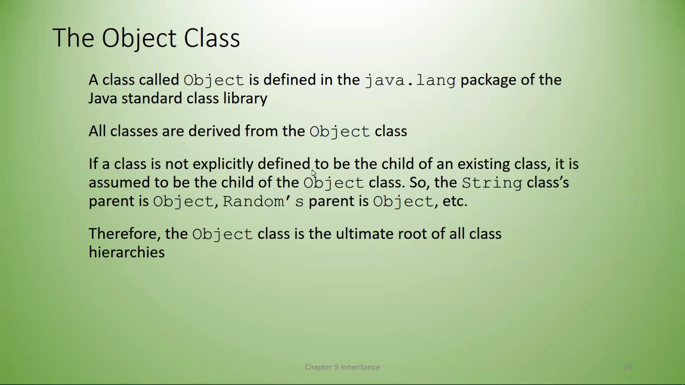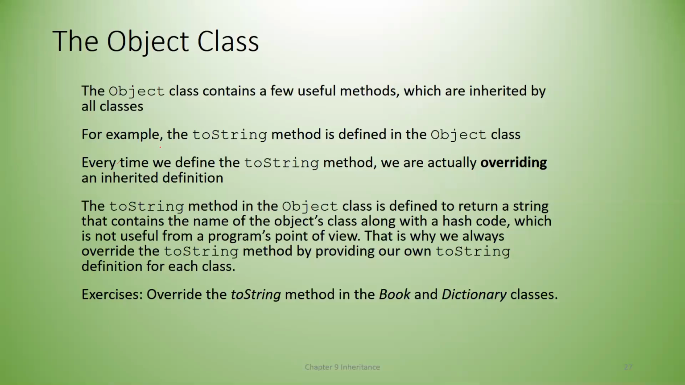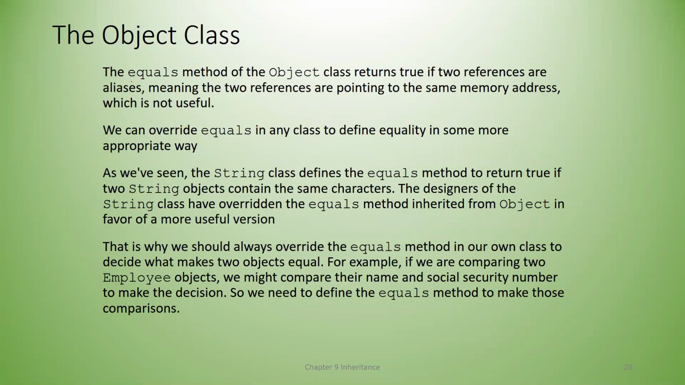So you understand this. Once again, Object is the implicit parent of all classes. Any class's parent is Object. Now the toString method, I believe I did this with the book and dictionary, because I reminded myself we did that already. And the other method is the equals method, right? So let's look at the equals method.